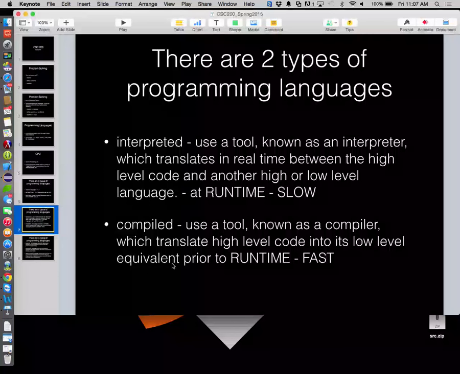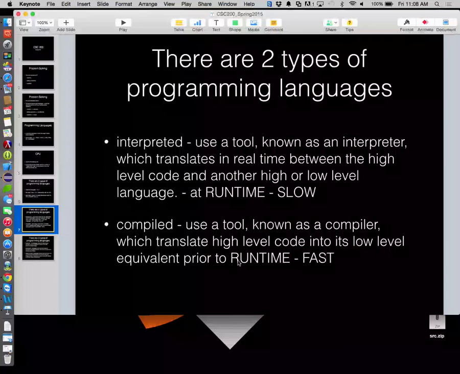Compiled language would be more like the same thing, but maybe the speech is going to be given in German and they send it to the translator a couple hours before the speech who translates it all ahead of time. And then the person who's actually delivering the speech in German is doing it in real time without slowing the process down. That would be more like the compiled language.